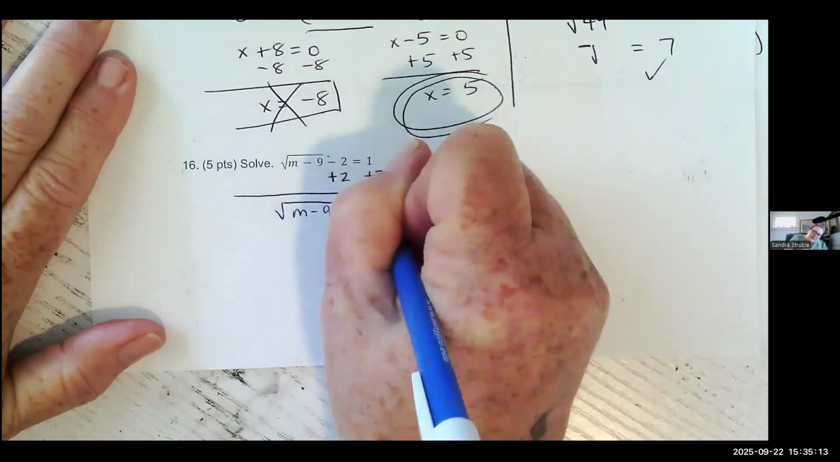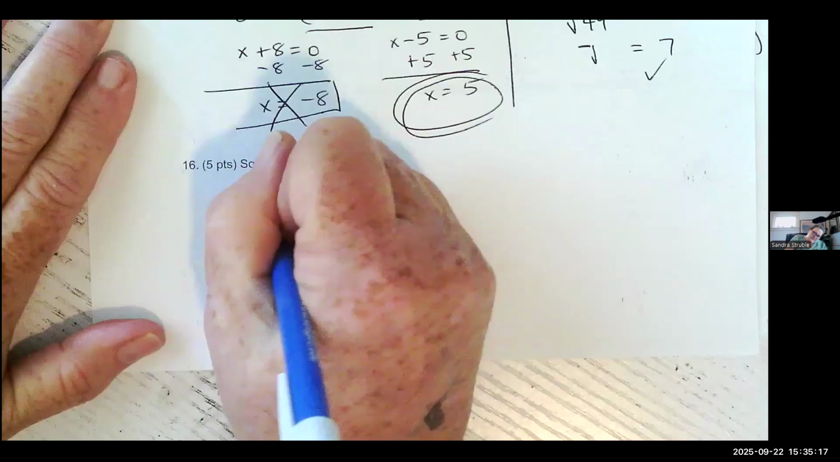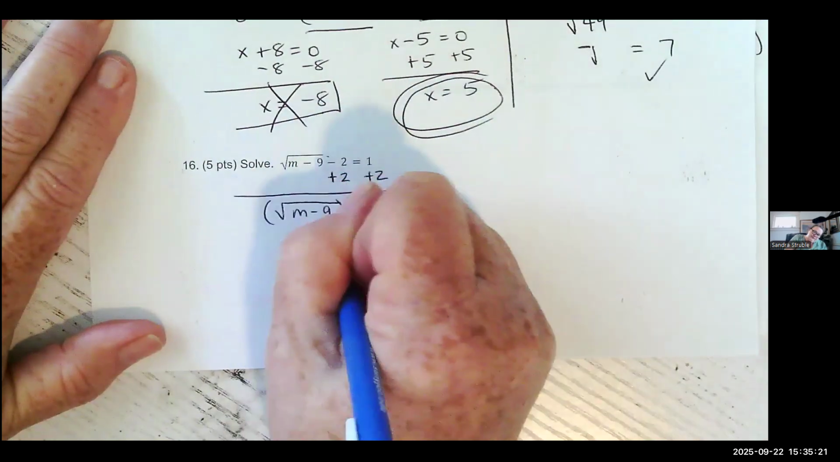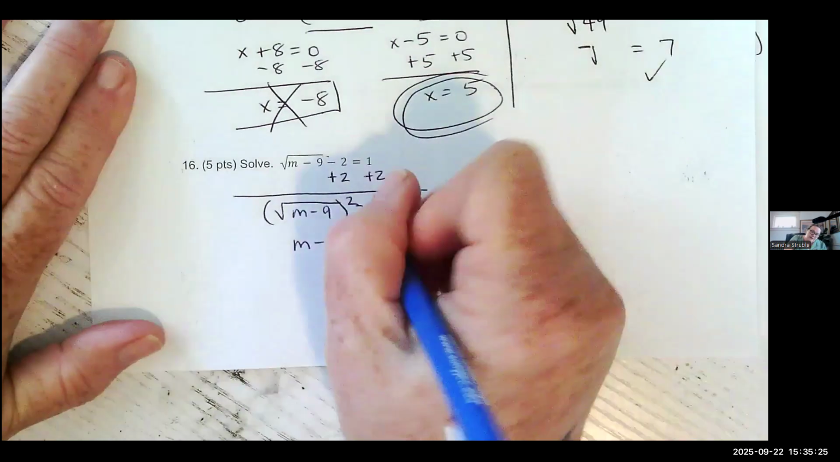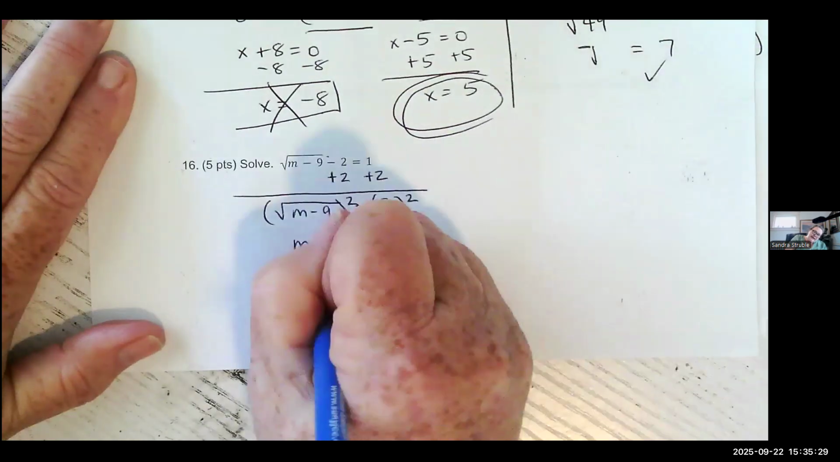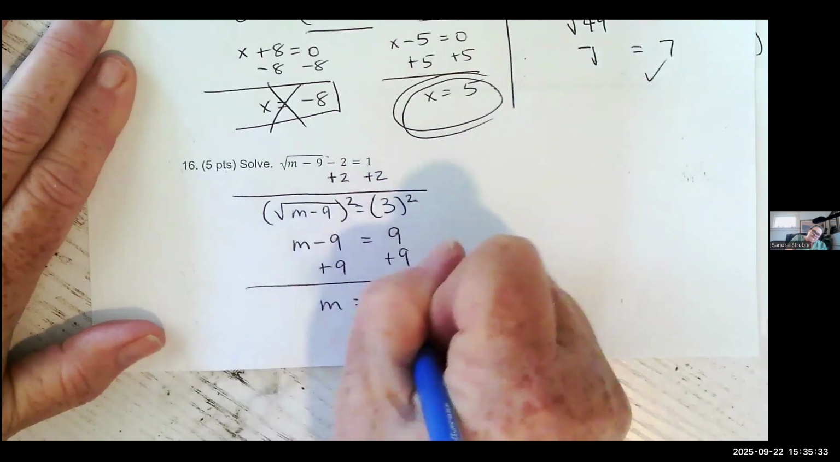1 plus 2 is 3. Now we can square the square root. And what you do to one side, you must do to the other. 3 squared is not 3 times 2. It's 3 times 3, which is 9. And then lastly, solving for m, you just need to add 9 to both sides. And m is equal to 18.